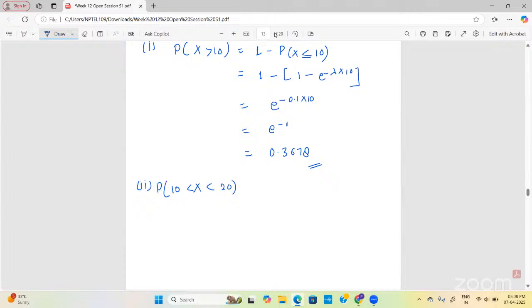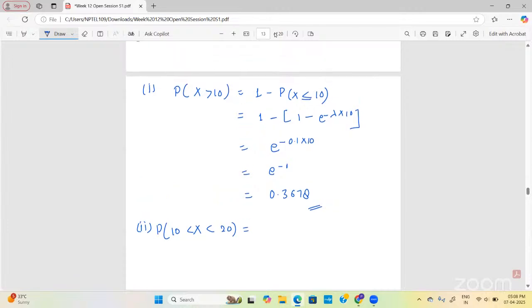Ma'am, just a quick question. If you have done a simple integration for the first one, this would be just the integral from 10 to infinity of f(x) dx. So that would have fetched the same result, right? Yes, if you directly solve this integral, then it will be 10 to infinity. Yeah.